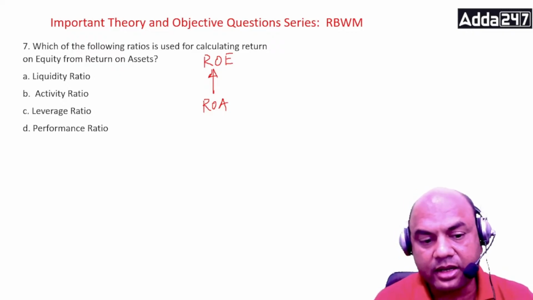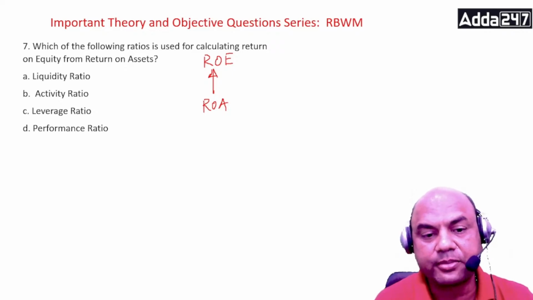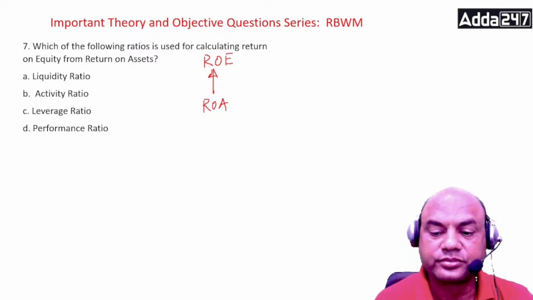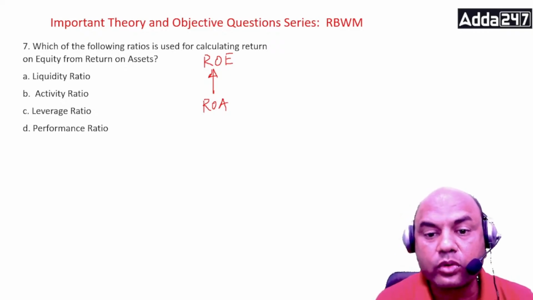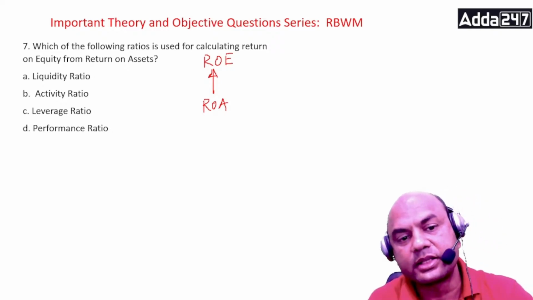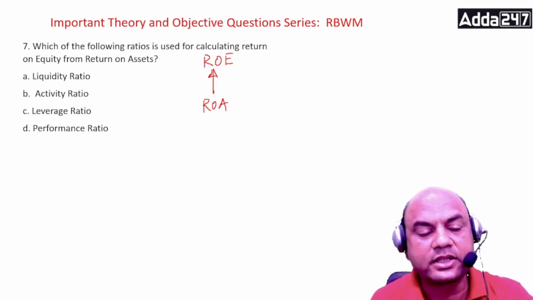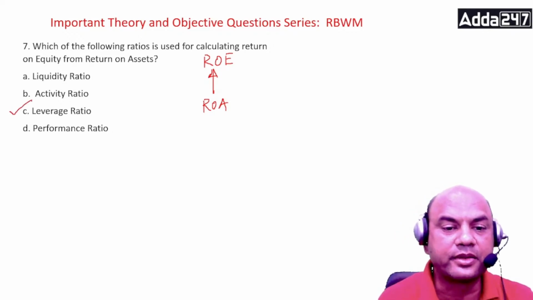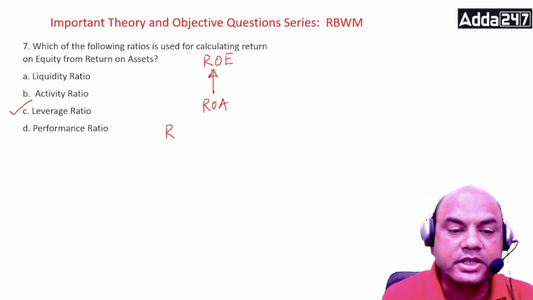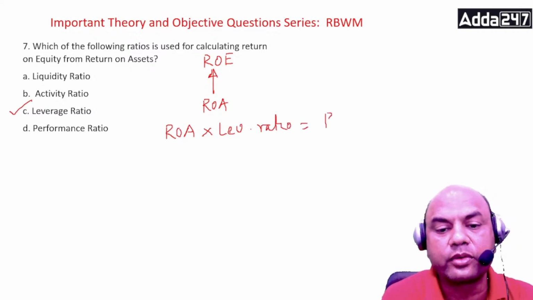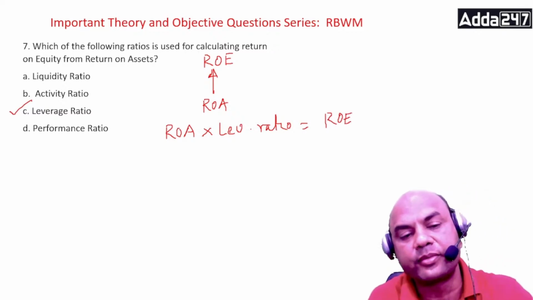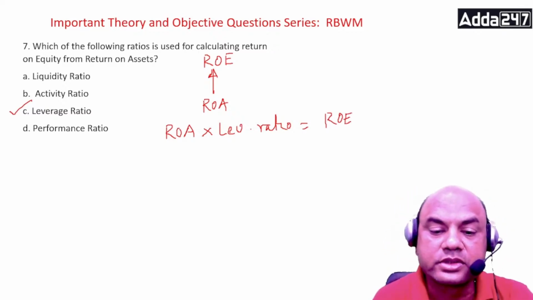Again, chapter 3. What do you think should be the answer over here? ROA to ROE. You want to go to ROE using ROA. So the answer is this leverage ratio. Okay, the answer is leverage ratio. Let me explain. See this, ROA into leverage ratio equals ROE. Remember this formula. ROA into leverage ratio equals ROE.